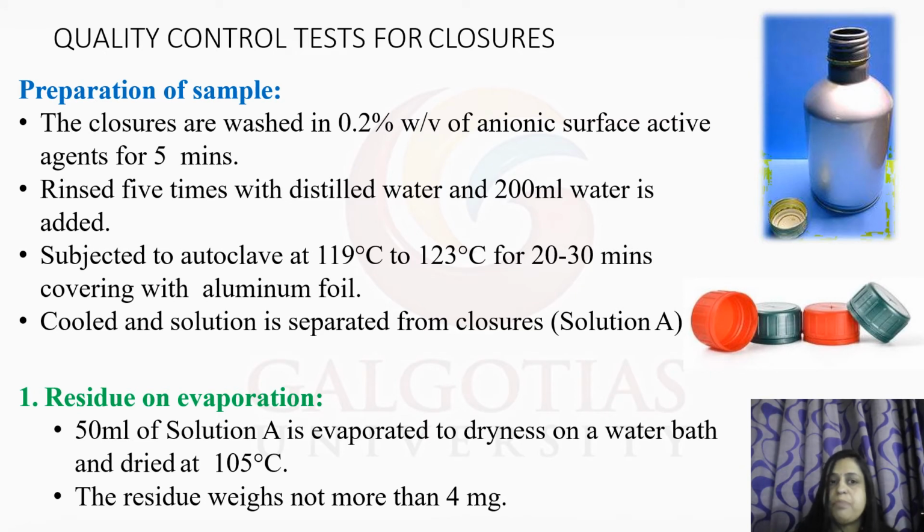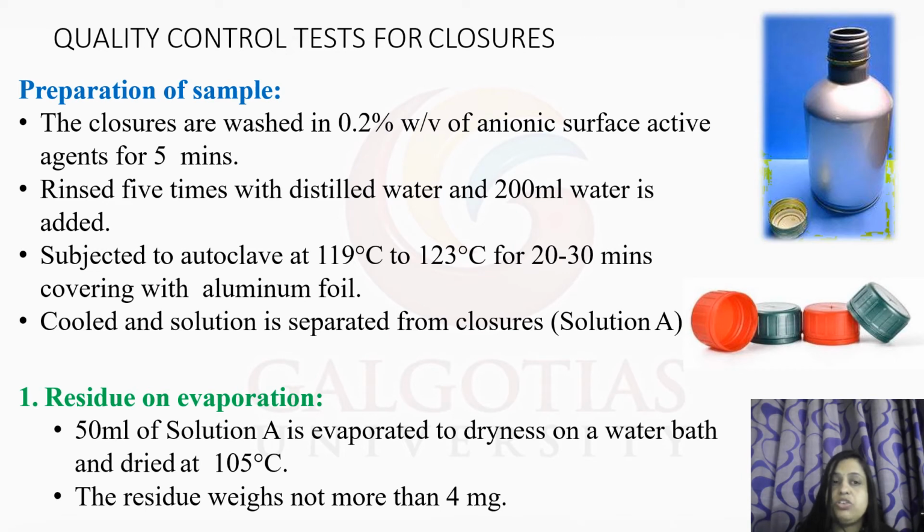First, preparation of sample. For this, the closures are washed in 0.2% weight by volume of the anionic surface active agent for 5 minutes, rinsed 5 times with distilled water, and 200 ml water is added. Subjected to autoclave at 119 to 123 degrees centigrade for 20 to 30 minutes, covering with aluminum foil. Cooled and solution separated from closure. So this is solution A.